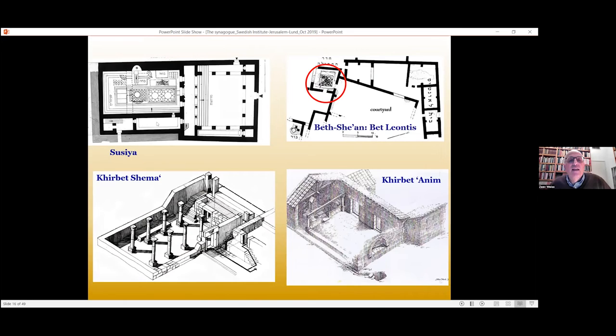that's in the Galilee. Although the layout of the building in those two sites is similar, one has columns to support the roof and the other doesn't. At Susia, we have a mosaic floor, and in Chuvat Shema it's not clear if it had mosaic, maybe it had something else, but we don't have clear evidence. Then we have other examples. It's a long rectangular small building, but the entrances are on the side walls. And here in Bet Leontis, it is just a small, simple room with mosaic used as a prayer hall.